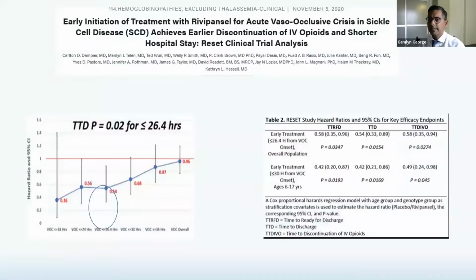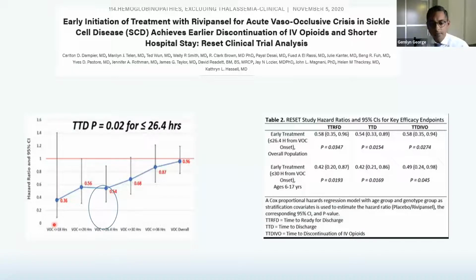However, a subset analysis showed that if you gave rivipansel within 26 hours of pain onset, that reduced your median time to discharge by about 56 hours. And in general, median time to discharge was reduced by 41 hours, about 5 days, 4.6 days to 5 days. So it was absolutely critical that patients got the dose of rivipansel as soon as they started to feel pain, or at least within the first 24 hours.